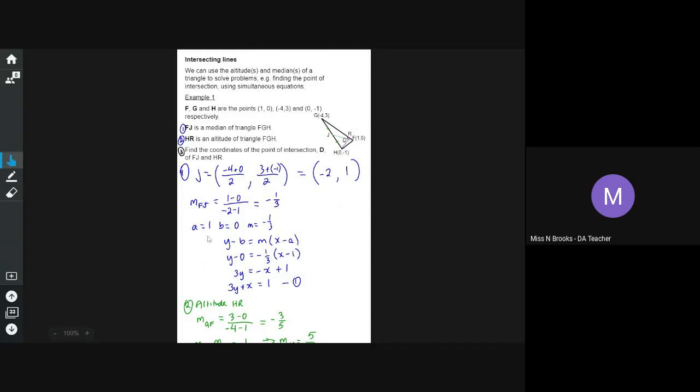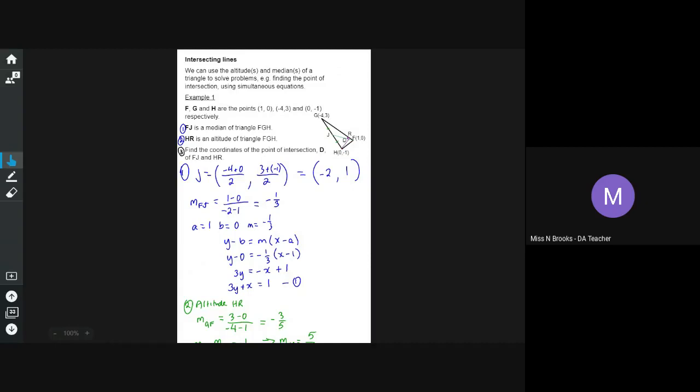So a is 1, b is 0 from point F, and m equals -1/3, and we're going to substitute that into our equation of a straight line. So y minus 0 equals -1/3 of (x minus 1), and if we expand our brackets, and then because we know that we're working out a point of intersection, we're going to put it into the format of a simultaneous equation, 3y plus x equals 1.